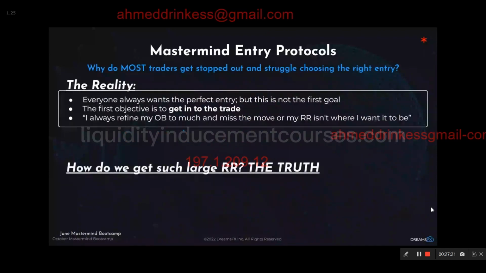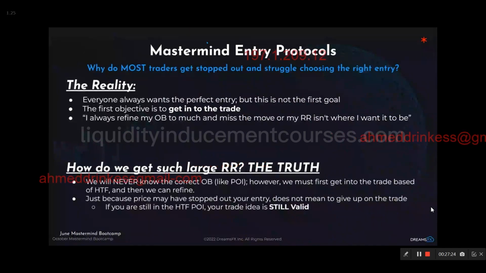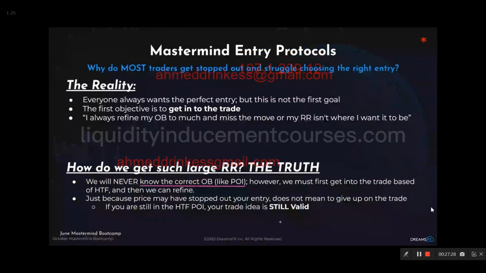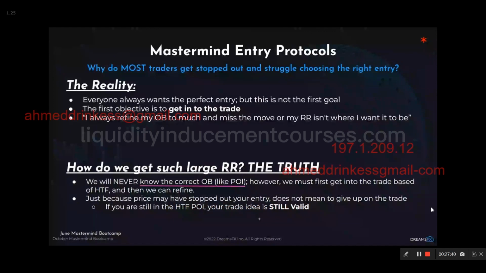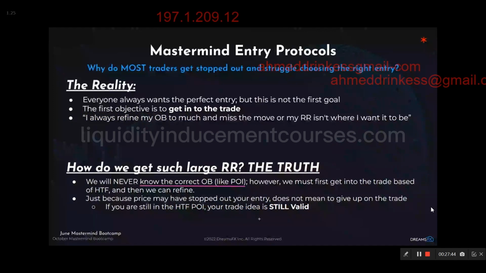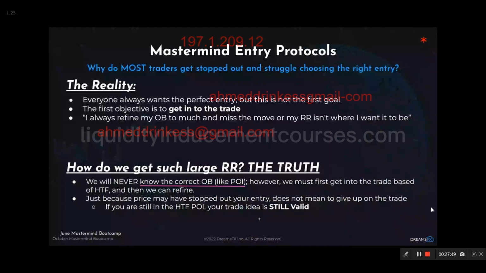So the truth is, how do we get such large RR? Well, the truth of the matter is we will never, ever, ever know the correct order block, the point of interest. Never. We don't know the exact area the institutions are getting in. We don't know the exact area they're getting out. The reason I say we don't know is because if we knew where they're getting in, that means we would all be billionaires. That's the fact of the matter. However, we can have the highest degree of probability of understanding where they are getting in. And that becomes my own edge, my own refinement that I learned. Like you guys just learned all that about myself.